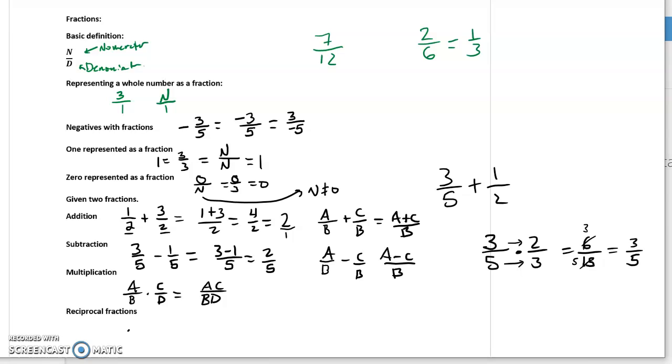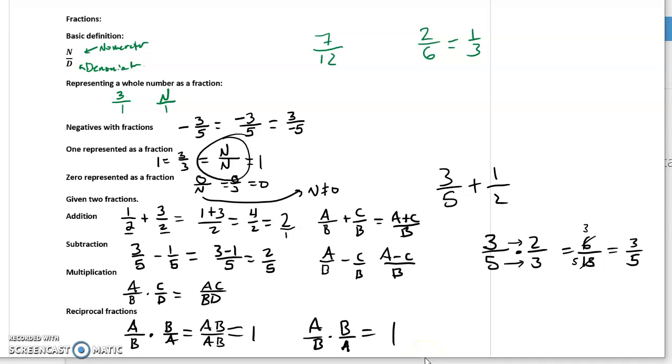Reciprocal fractions, if I have a over b times b over a, what we're going to end up with is a times b is ab, and b times a is ba, or we could write it as ab. And then anytime we divide anything by itself, we get 1. So a over b times its reciprocal, b over a, we will end up with 1. So multiplying a number by its reciprocal gives us 1.